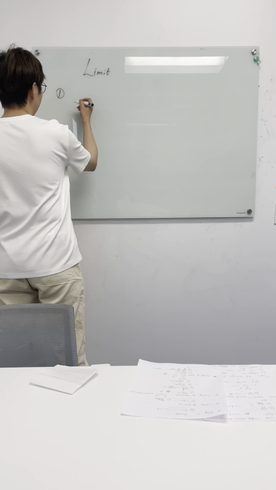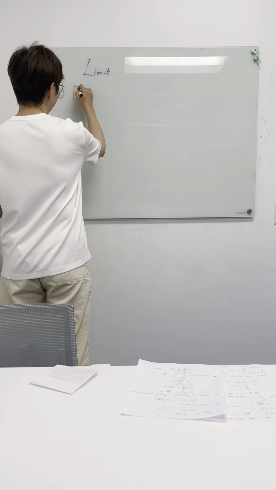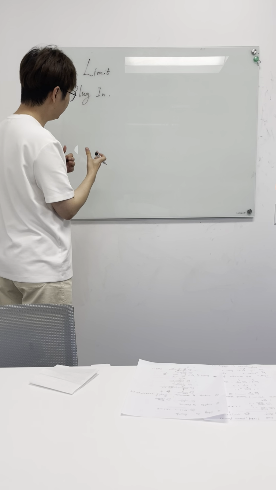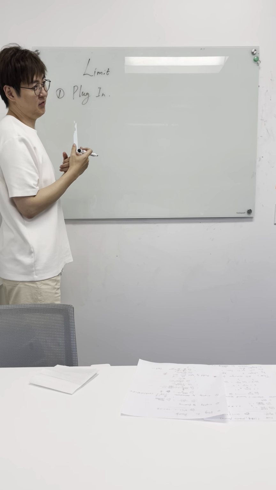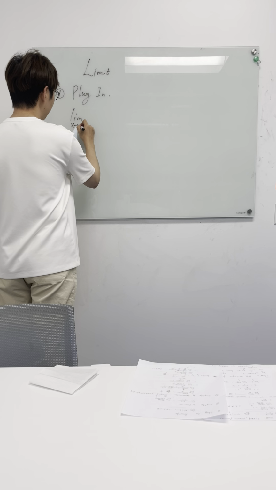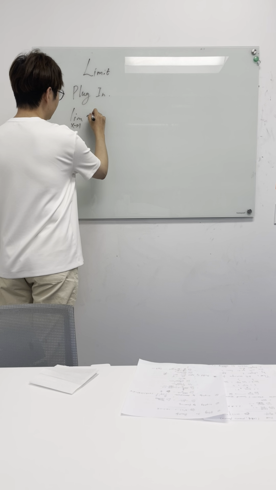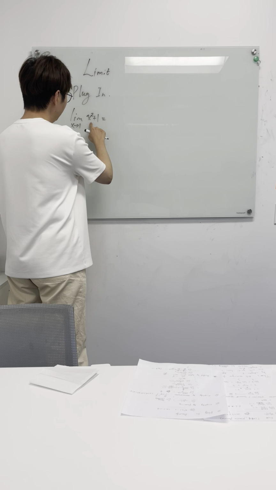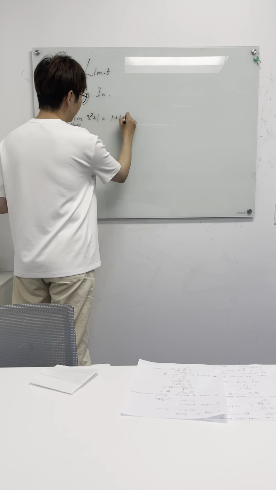First one is directly just plugging in. Those are for most questions without any special technique. For example, if you have the limit as x goes to 1 of x squared plus 1, how do we do this one? Very easy, just plug in 1 here and you have 1 plus 1 is equal to 2.